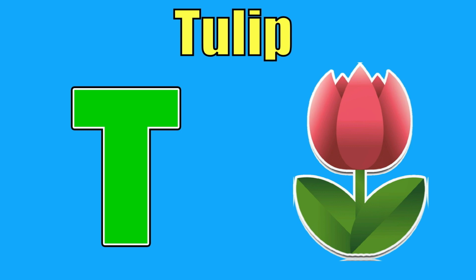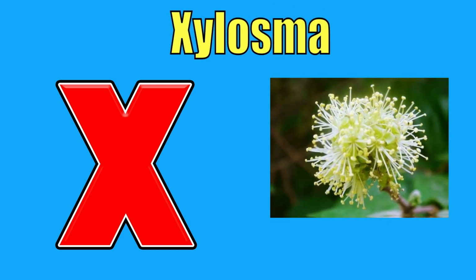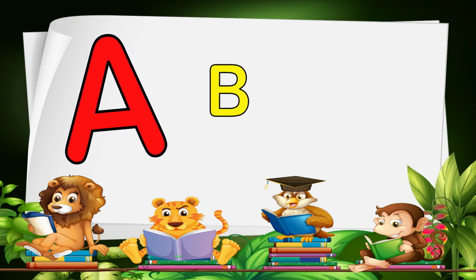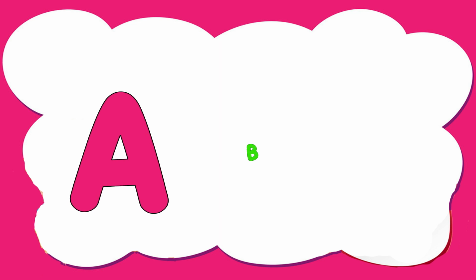T, Tulip. U, Ursinia. V, Violets. W, Water lily. X, Xylosma. Y, Yellow bells. Z, Zinnia. A is for apple.